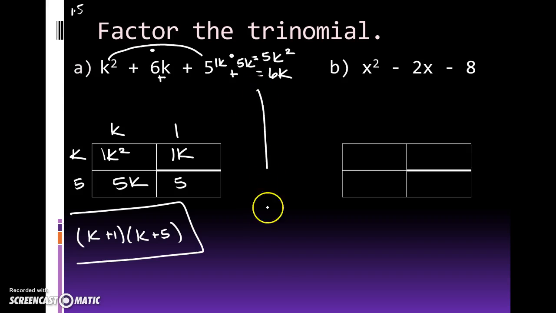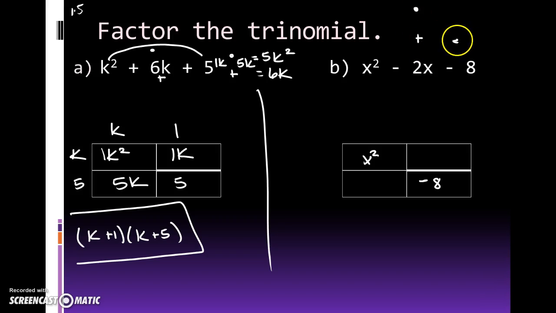Okay. Let's try part B. What's the first thing that we're going to do? First thing, beautiful people, is first term in the first box. Last term into the last box. First term, first box, last term, last box. Always. Now we're going to multiply and add.